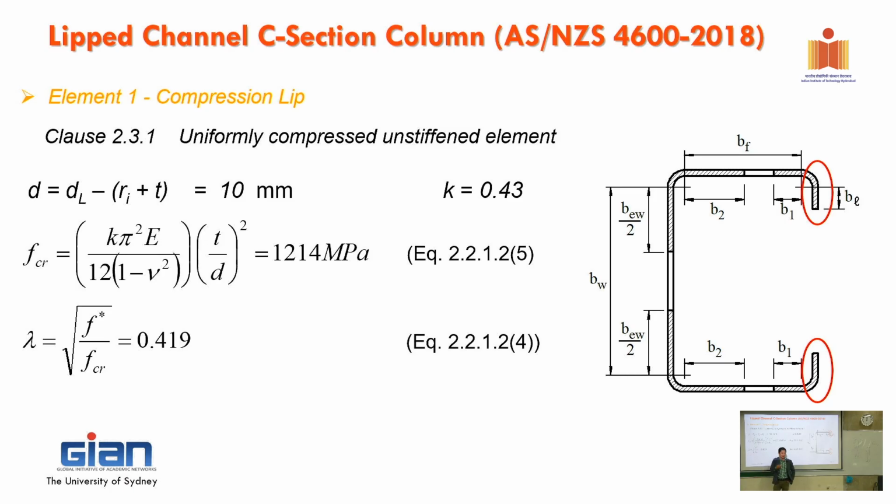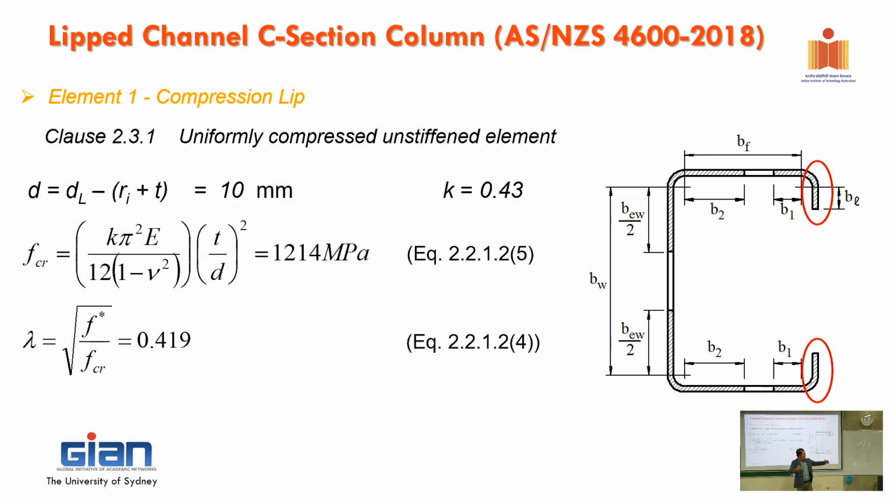So lambda is now the slenderness, the square root of F star on Fcr. That is the buckling stress that we calculated here. What about F star? That's the one that we just calculated, the Fn. Yes, it's not going to 300, because the flexural torsional buckling comes into that equation. So that's why F star here is 213 or something, right?